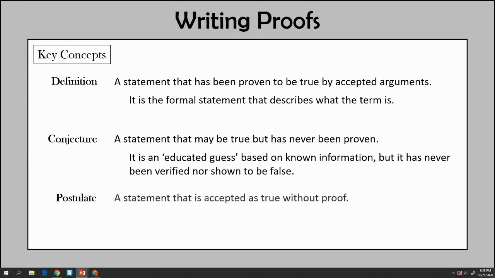A postulate is a statement that's accepted as true without proof. So there's the key. You don't have to prove it. We accept it to be true without having to prove it. All right. And we use this to help prove other statements, and often it's part of a theory.